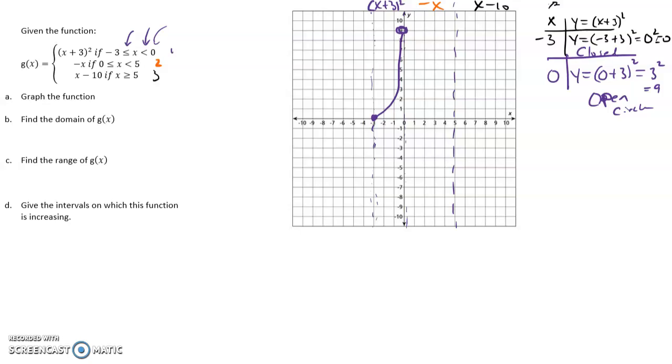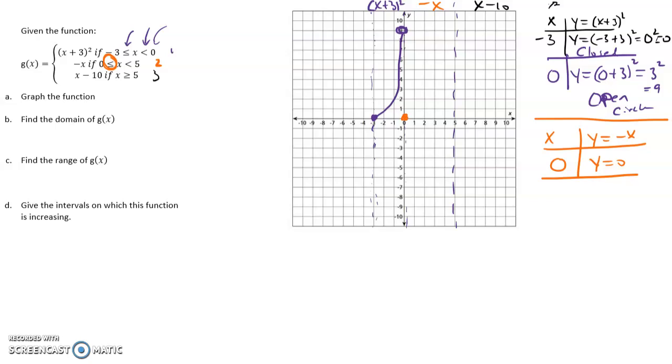Now let's take a look and graph our second piece, which is -x. So we have our x values, and then we're going to have y is equal to -x. Our x values are between 0 and 5. When we plug in 0, well, y is equal to -0, so y equals 0. We're going to have this point 0, 0. Is that going to be an open or a closed circle? Think about it for a second. Since it's less than or equal to, this is going to get a closed circle at the point 0, 0.